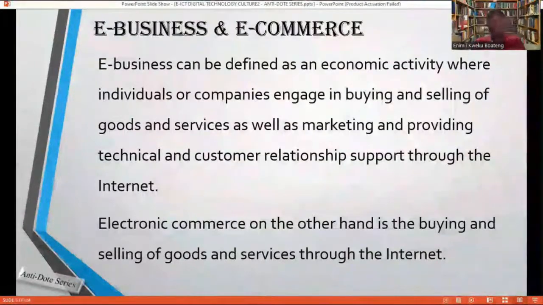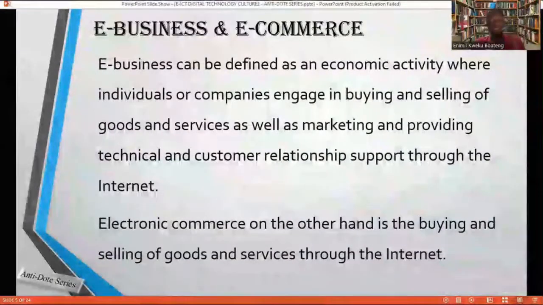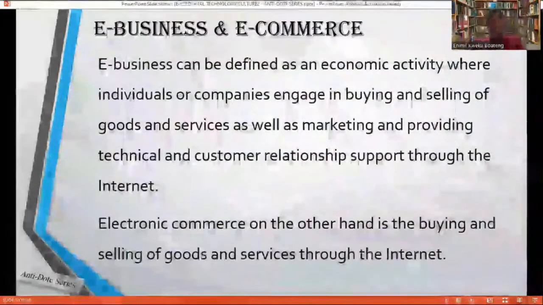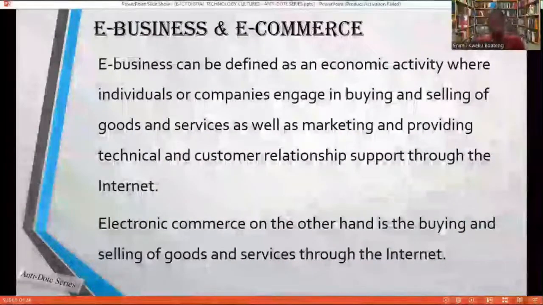With e-commerce, it is just straightforward buying and selling of goods and services through the internet, whereas e-business goes a little bit further to add some responsibility to the business that the person is engaging in. So before we look at e-business, let's look at traditional business, a traditional business that is brick and mortar.